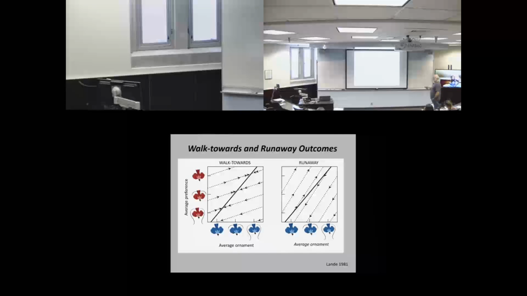This one requires rather extreme parameter values. This one doesn't. This duality of equilibria has been found in each of the 30 derivatives of Lande's model. So it's always there, and it's always the case that the walk towards rather than the runaway is more plausible on logical grounds, just in terms of parameter values.